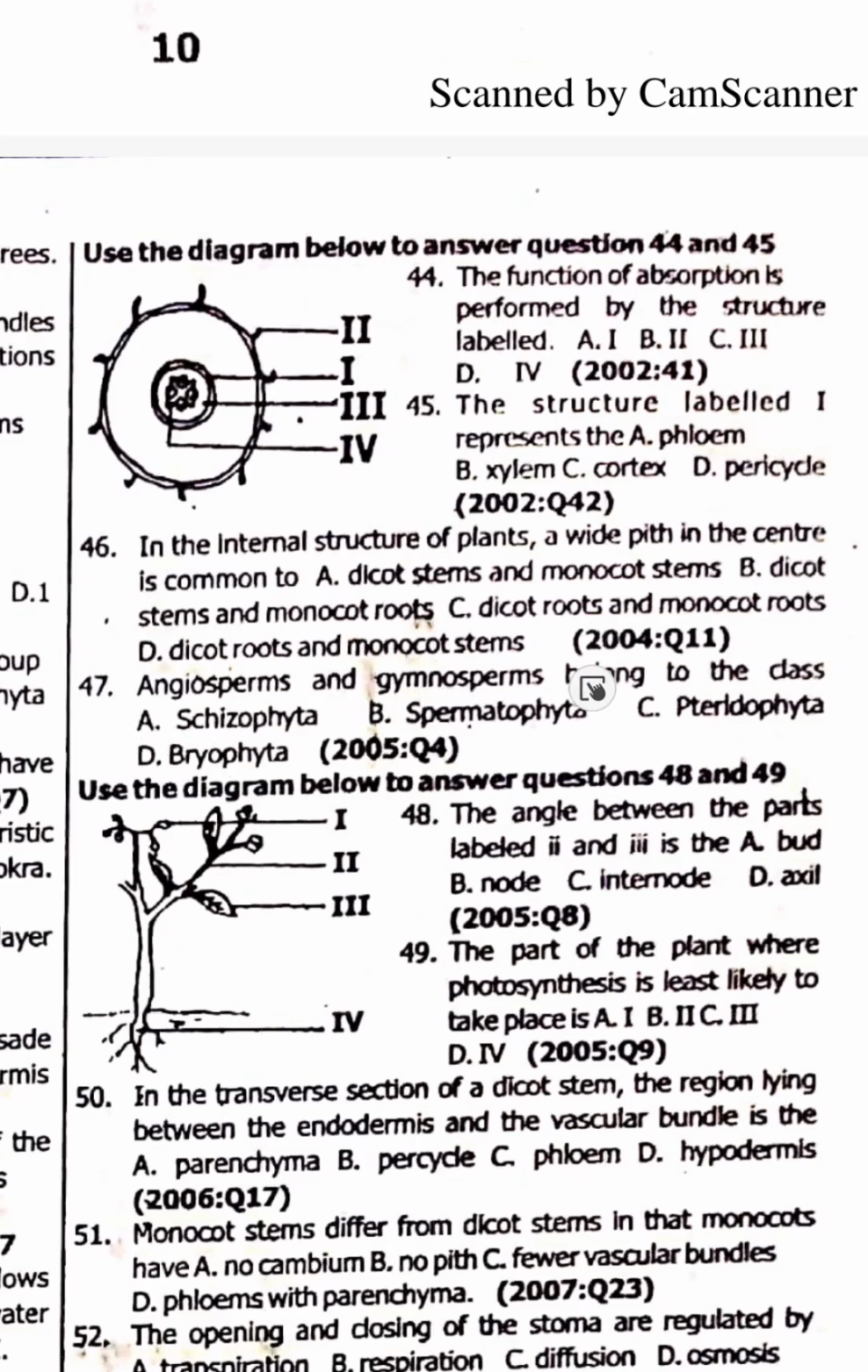Angiosperm and gymnosperm belong to the Spermatophyta, option B. Use the diagram below. The angle between the parts labeled I, II and III is the 48, option D, the axis. 49. The part of the plant where photosynthesis is least likely to take place is this part. The sun does not touch this place, so photosynthesis will not easily happen here. So 49 is option D.